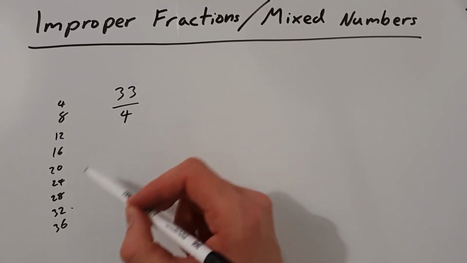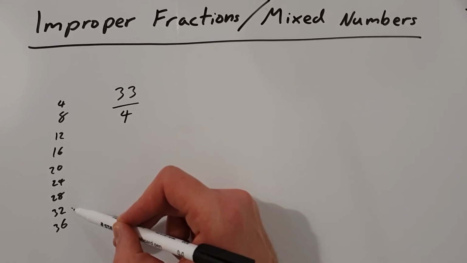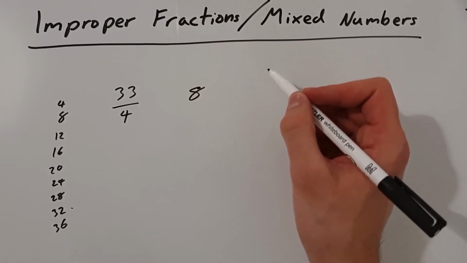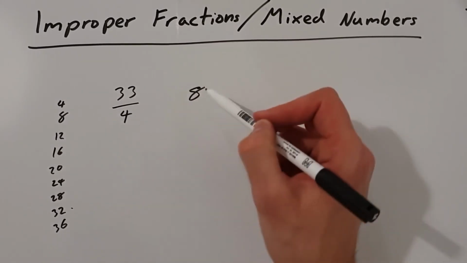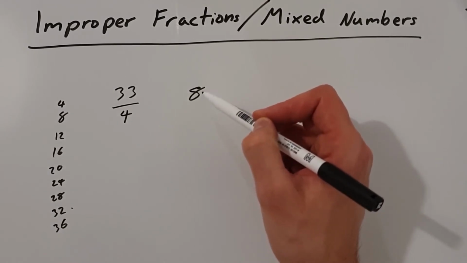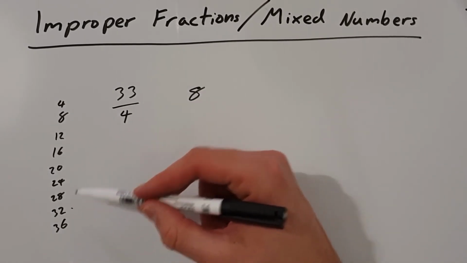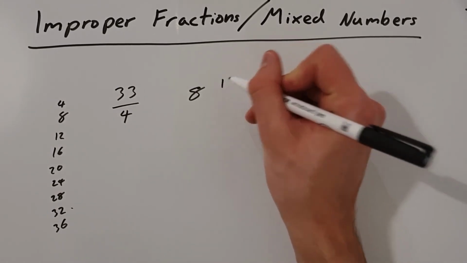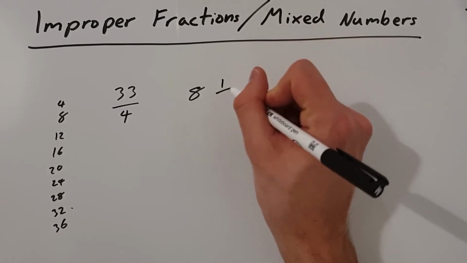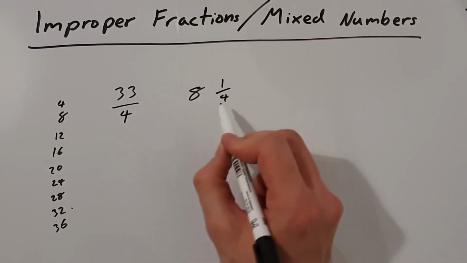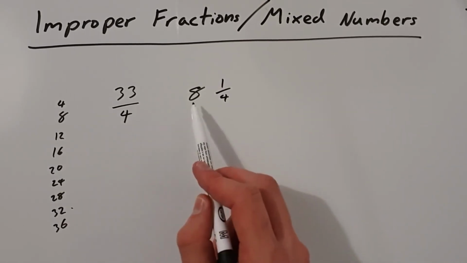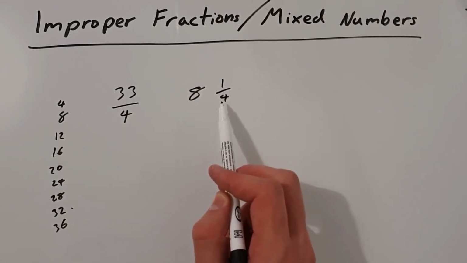So we know that 4 times 8 gives us 32. So 8 is going to be the number out in front of our mixed number, because 32 divided by 4 gives us 8. And then we think about what the remainder is between 32 and 33. In this case, the remainder is 1. So 1 becomes our numerator, and it is still over 4. We still keep our 4 as the denominator. And that's it. So 33 over 4 gives us 8 and 1/4.